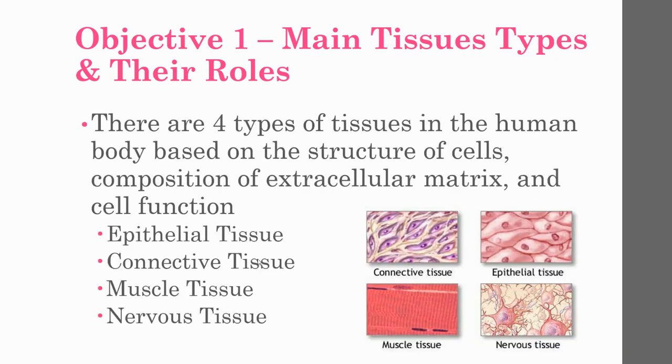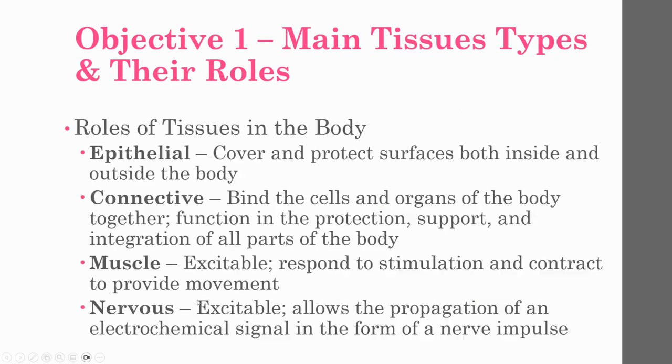Now, in our bodies, there are 4 main types of tissue. We have epithelial, connective, muscle, and nervous. Each of these is going to have some unique characteristics and functions based on the cells and the materials in the extracellular matrix that they have. So, just an overview of the 4 tissues.